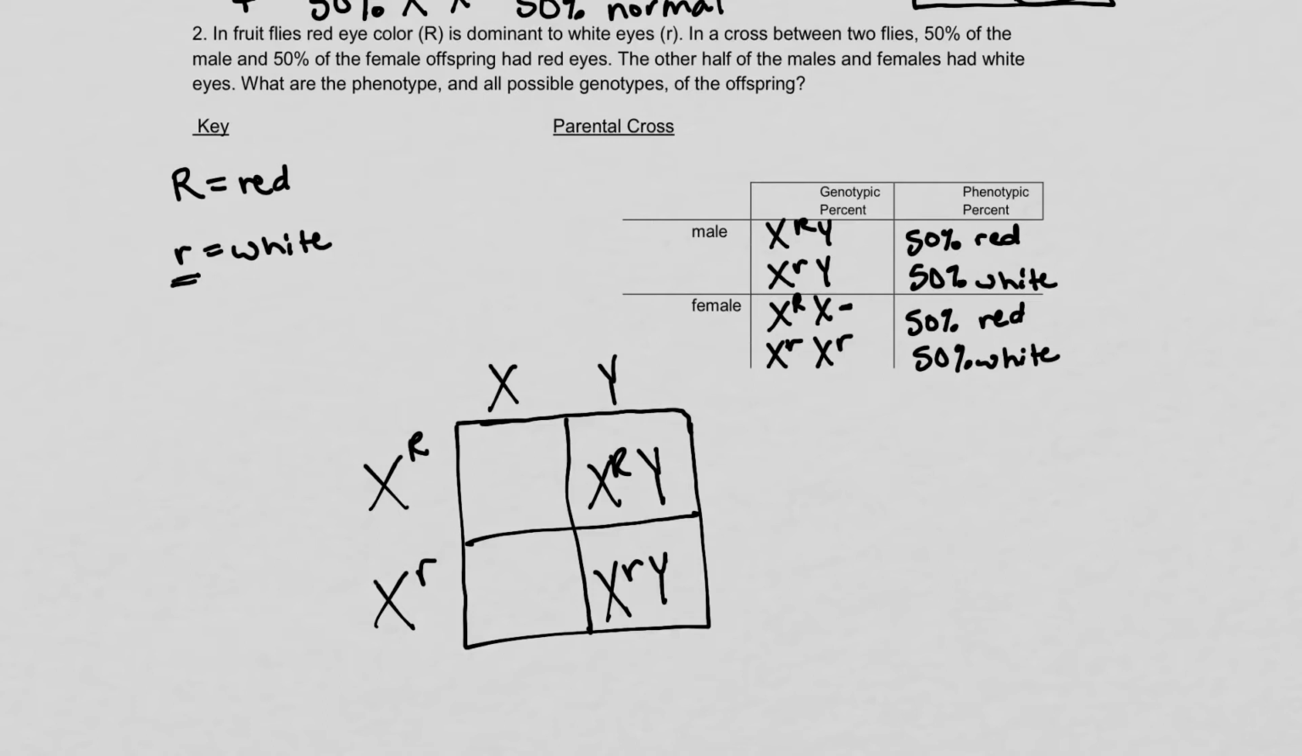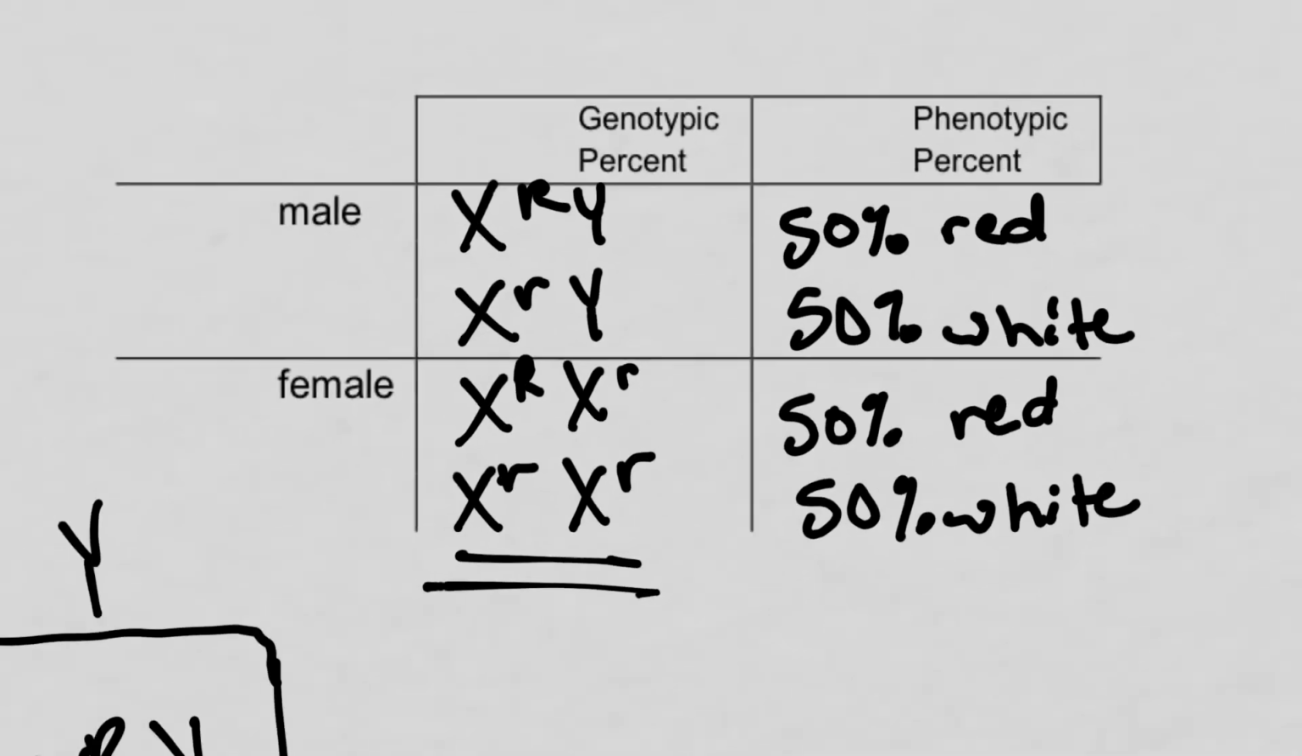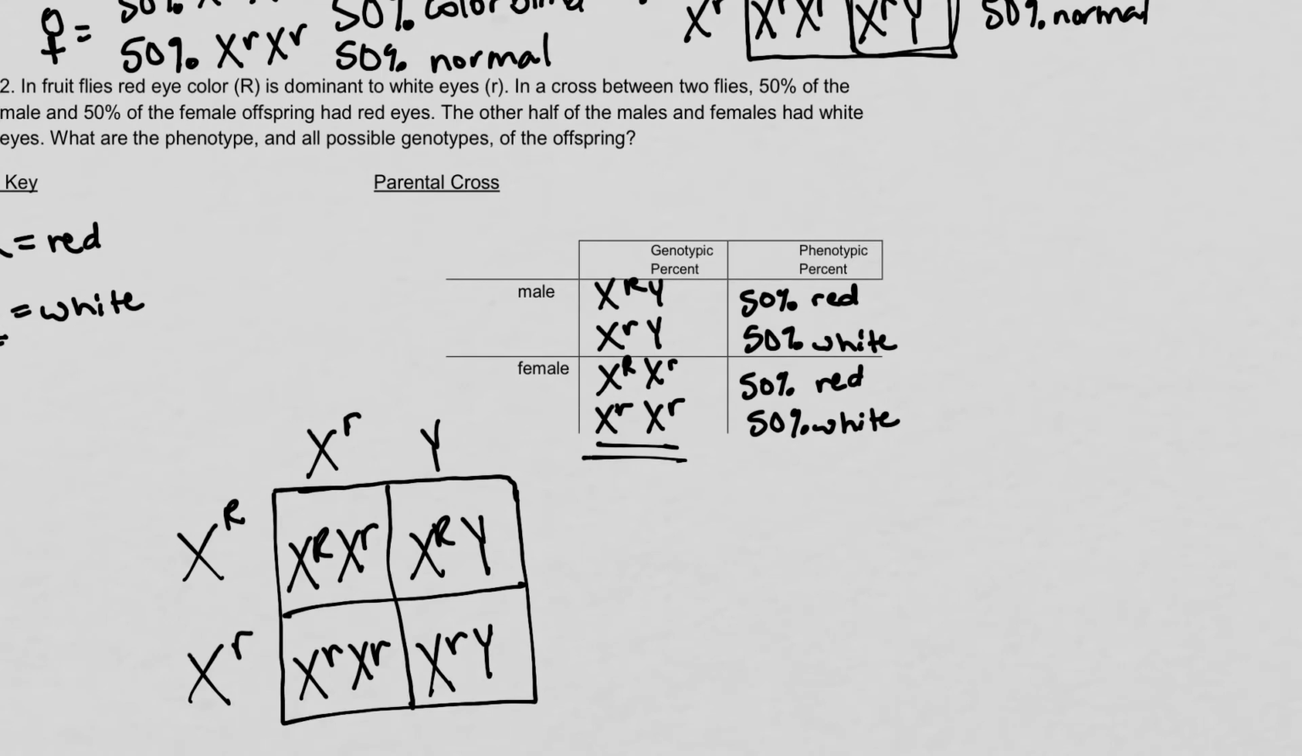And in order for this genotype to occur, this would have had to have been a little r, which makes this one. So now we can go back over here. We can erase our little dash and replace it with a small r, because we know that the genotype is heterozygous.